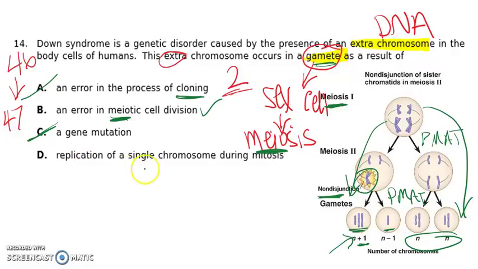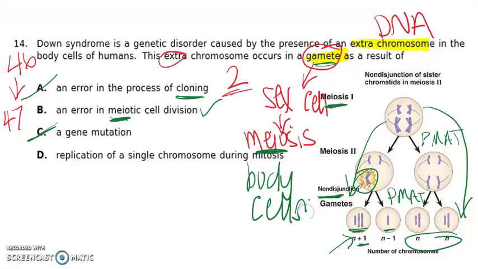And then D, replication of a single chromosome during mitosis. Remember, mitosis makes the body cells, and replication of a chromosome isn't what happens anyways, so D is incorrect. B was our correct answer.